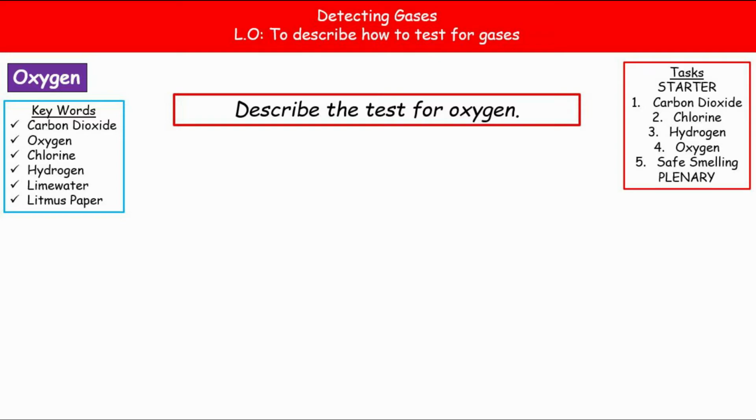The fourth and final gas we need to test for is oxygen. And again, I'm hoping you encountered this lower down the school. So have a go at describing how we test for oxygen.